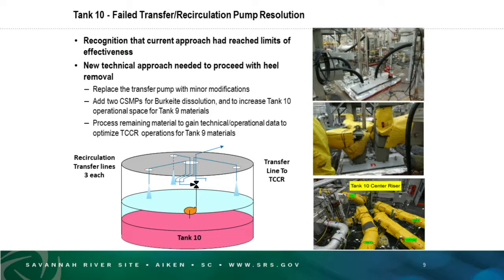This view right here is an isometric of Tank 10. It shows the transfer pump in the center riser, a 3-way valve right there coming to a manifold on the left here, and then 3 recirculating lines and the transfer line going over to Ticker. So that isometric gives you a better view of what's going on in Tank 10. I think that's it for my slides. So Jeff, I'll go back to you and remain if anybody has any questions.